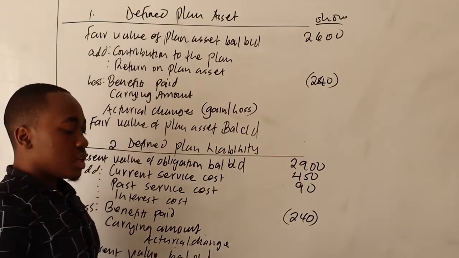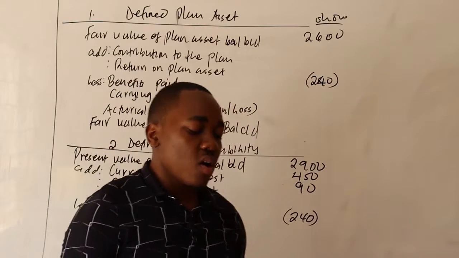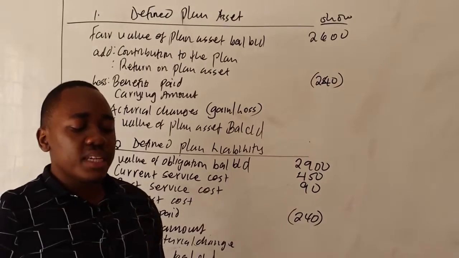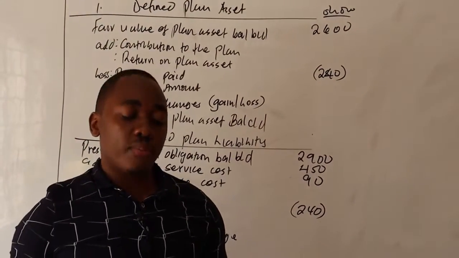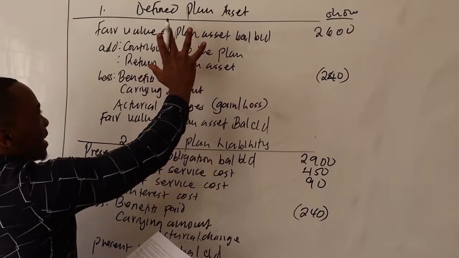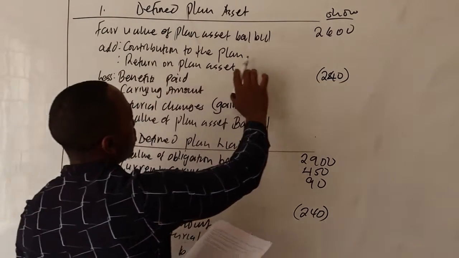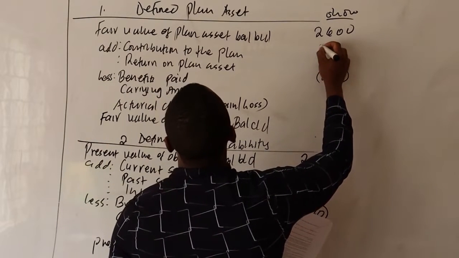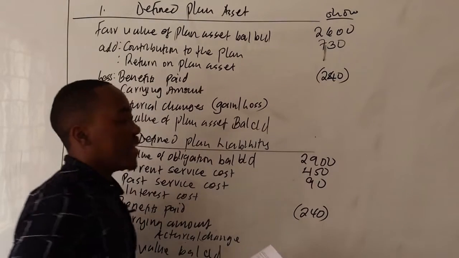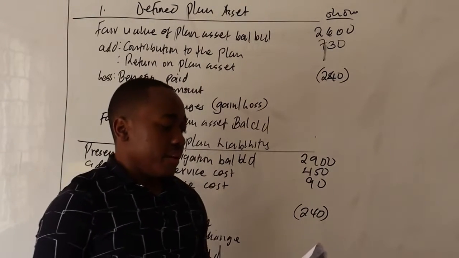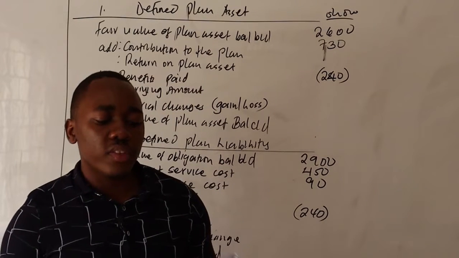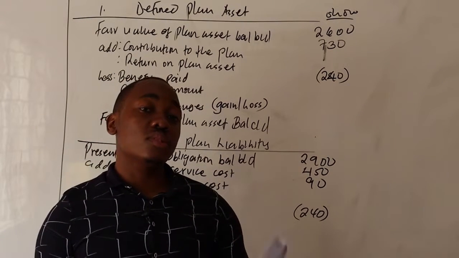You deduct that. So the pension plan paid 240 on 1st December 2014, and on the same date, Volta Limited paid 730 in contribution to the plan. Volta paid 730 contribution to the plan. So we say that under the assets, you add contribution to the plan, and there was an amount of 730. Then, interest rate on high quality corporate bond for the year was 8%. The interest rate was 8%.